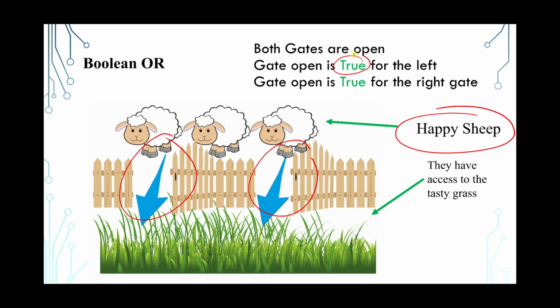So if you have true for the left gate and the right gate openings, then you have true. If you have either of them open, which we represent by true, then you can say they can get to the grass. If they're both closed, which we represent by both false, then the total result is false and you have sad sheep.